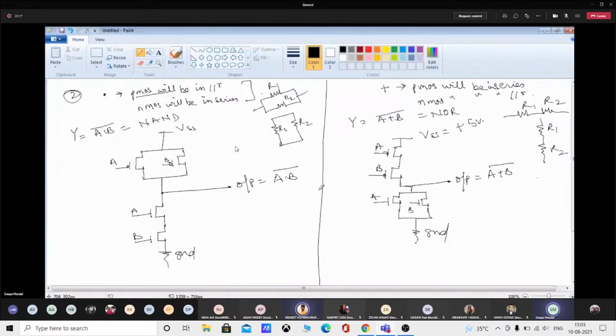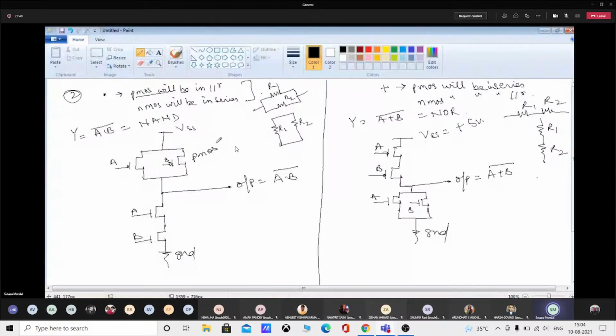Ma'am, when we are connected in parallel, we are using a NOT gate, and when we are not connected... It is not a NOT gate. It is PMOS. These are the PMOS.